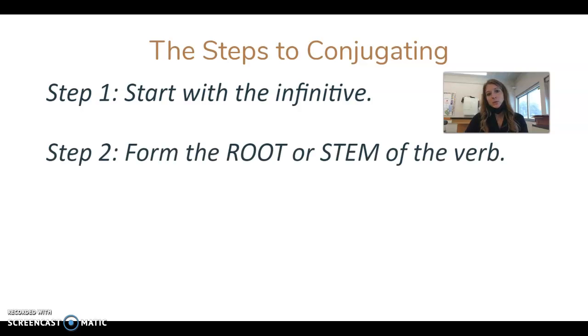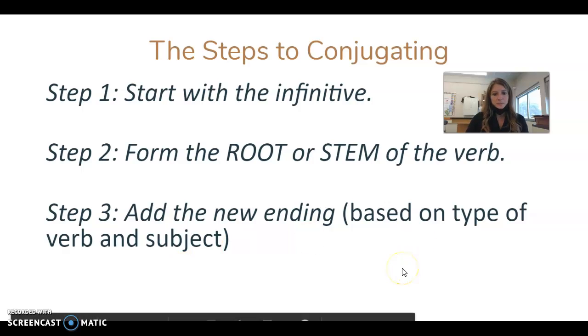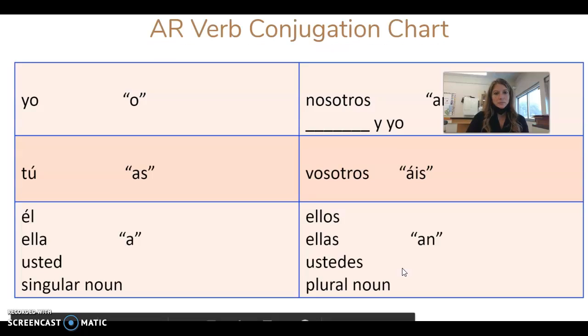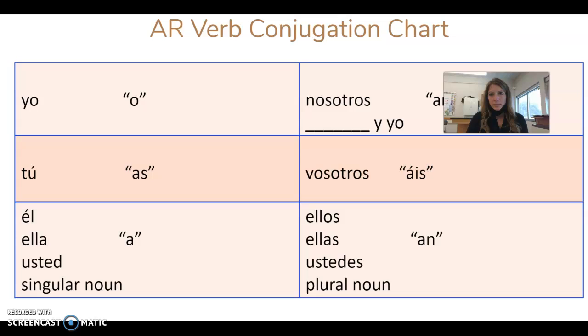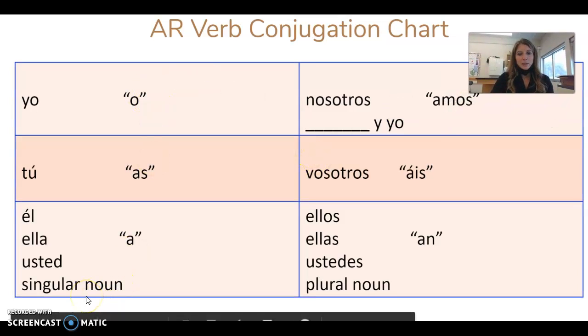to forming the root or the stem, in the case of nadar, NAD, and then adding the new endings based on the type of the verb and the subject. So we went over this chart one more time, if I can get the chart to show up. Here it is. And let me move my picture out of the way. We reviewed the pronouns that go in each box, as well as the AR verb endings.